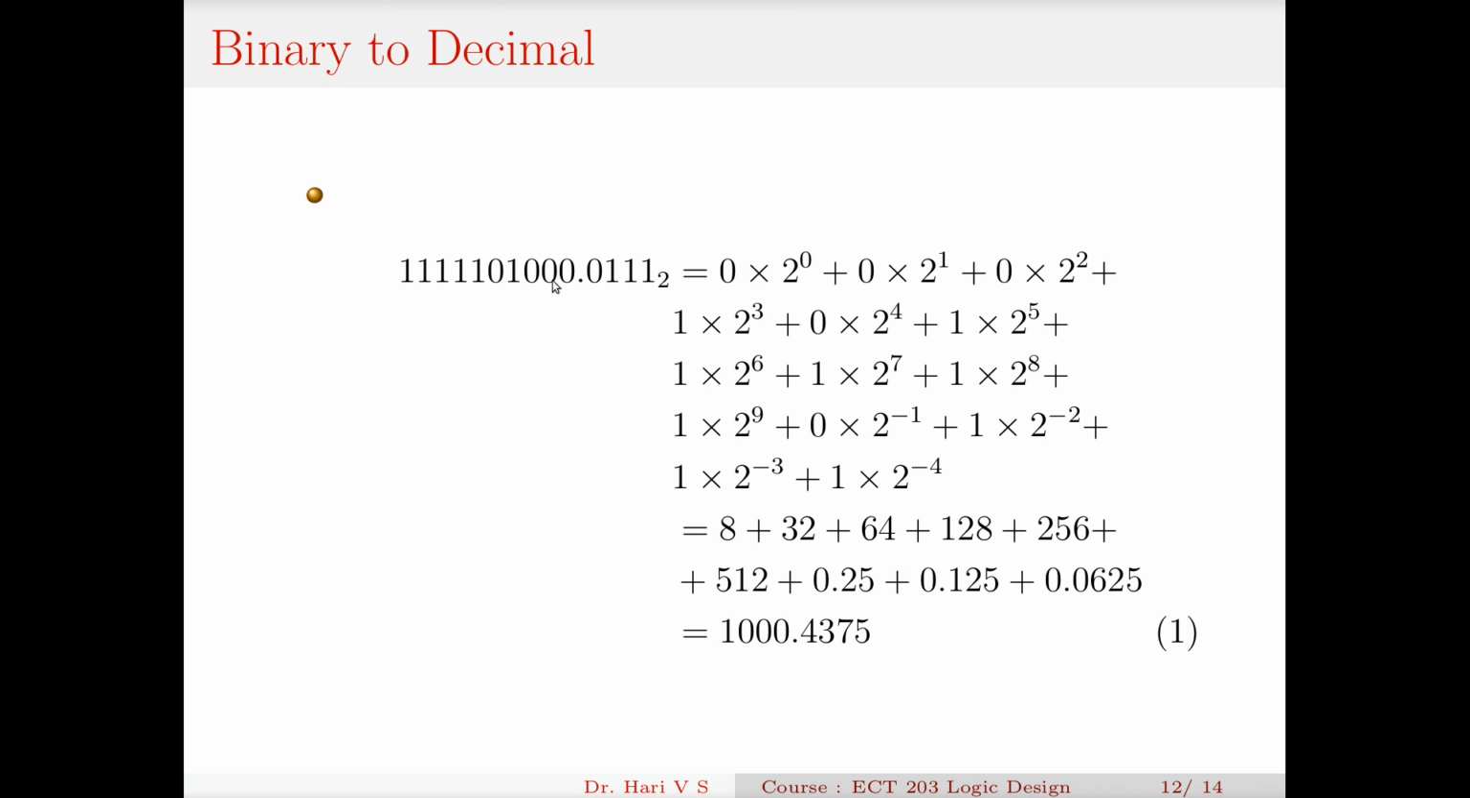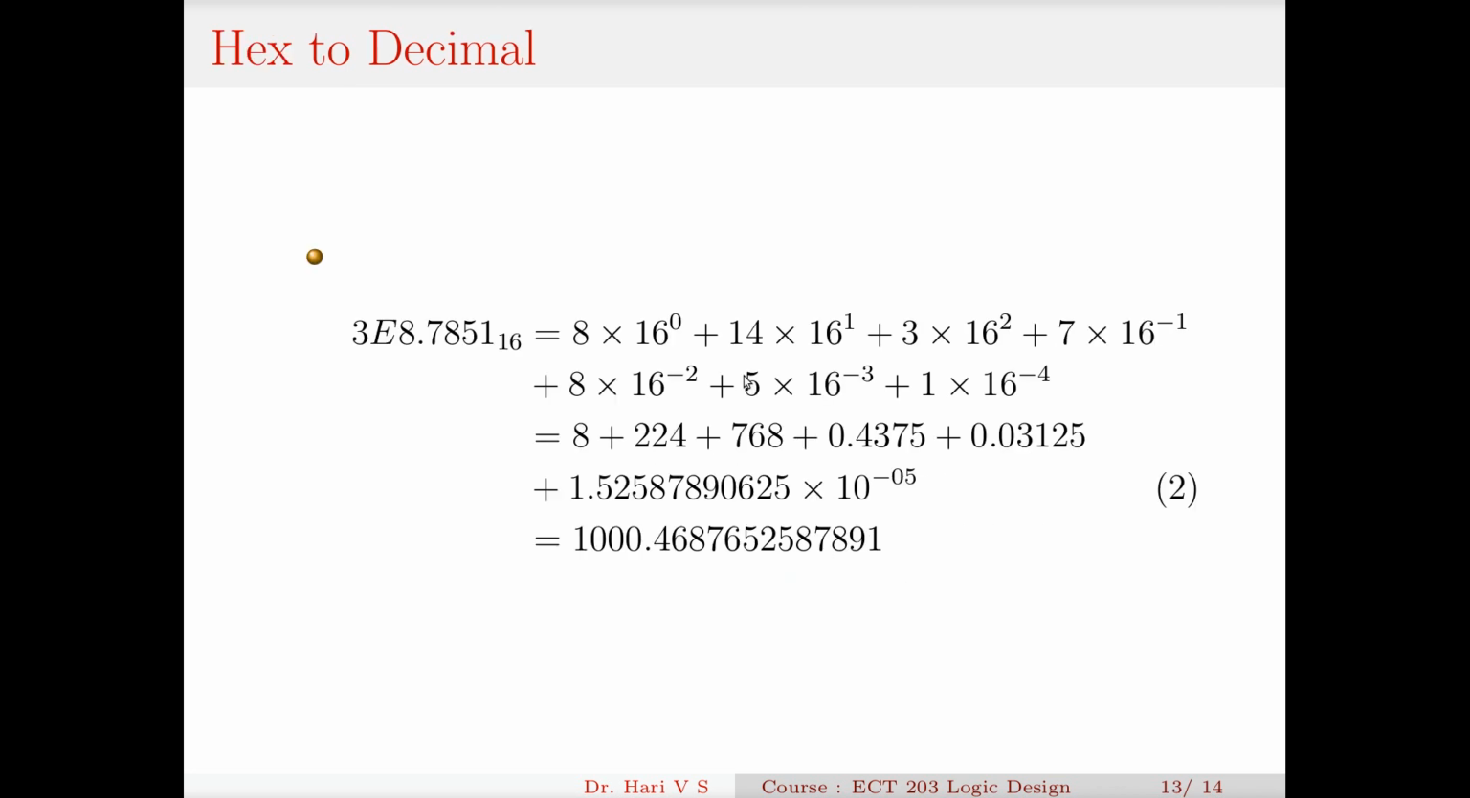0 into 2 raised to 0 plus 0 into 2 raised to 1 plus 0 into 2 raised to 2 plus 1 into 2 raised to 3 plus 0 into 2 raised to 4 plus 1 into 2 raised to 5 plus etc. Plus what? I have to have the negative powers. 0 into 2 raised to minus 1 plus 1 into 2 raised to minus 2 plus 1 into 2 raised to minus 3 plus 1 into 2 raised to minus 4. So when added up, it comes to about 1000.4375. You have to check it out. Please do this computation and see whether I have made any mistake. It doesn't completely come to 1000.47 because I took only up to this point. Please check out this computation.